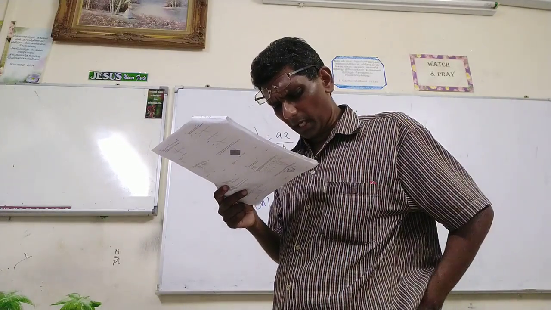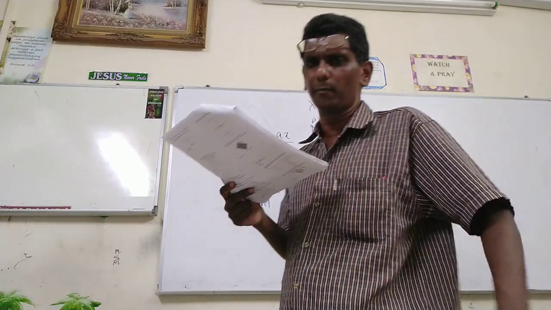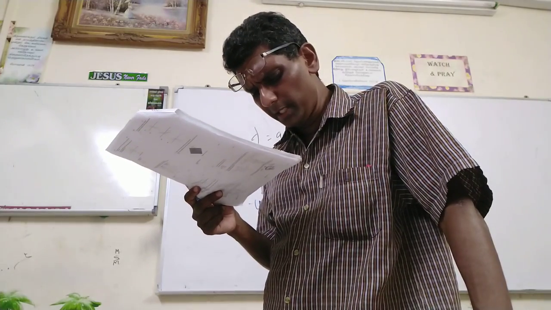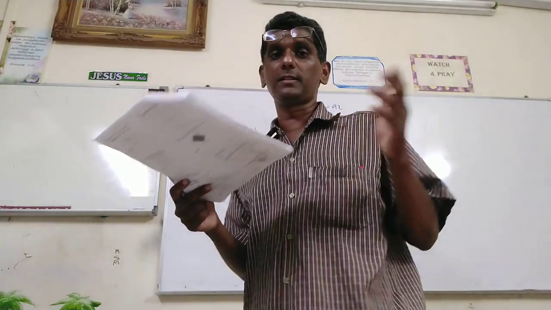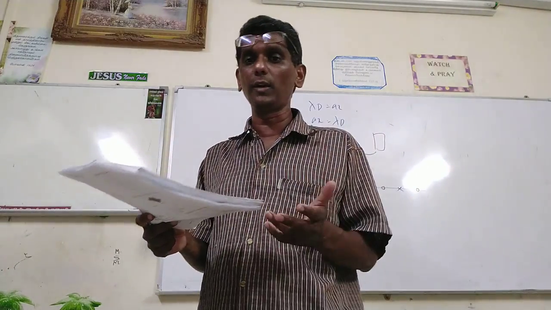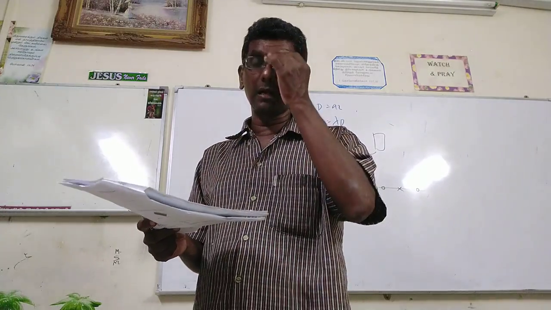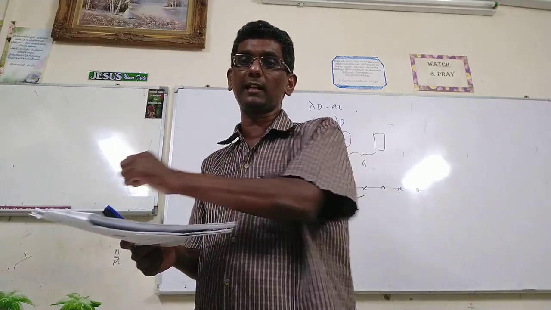Question 34: which statement is not a property of electromagnetic wave? The answer is C, requires medium to propagate. First, the electromagnetic wave: there are 7 electromagnetic waves, radio wave, microwave, infrared, visible light, ultraviolet, x-ray and gamma ray.